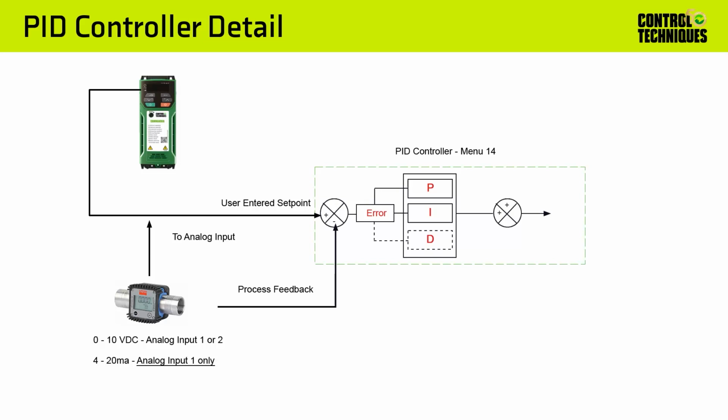Finally, the output of the PID controller is going to be used to adjust the speed of the motor which is controlling the pump. The PID error signal may be positive or negative. If the error is positive, indicating too much flow, the motor will slow down. If the error is negative, indicating reduced flow, the motor will speed up in an effort to maintain the user's desired set point. Now, let's see how to configure the drive parameters for this application.